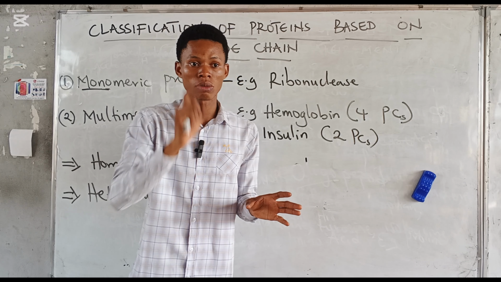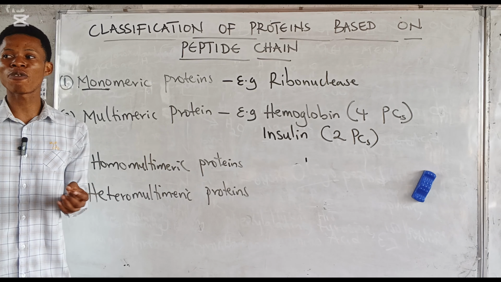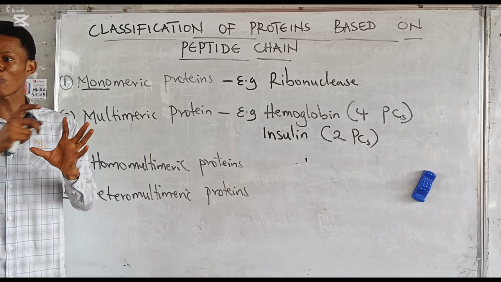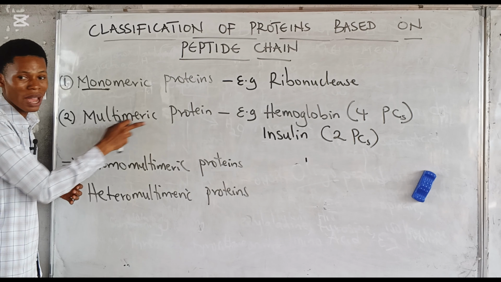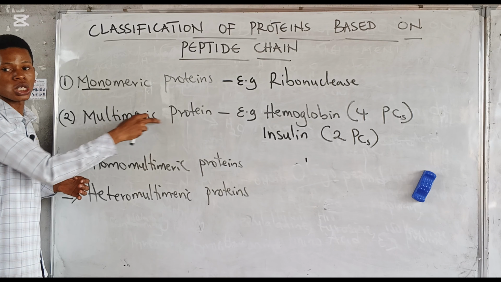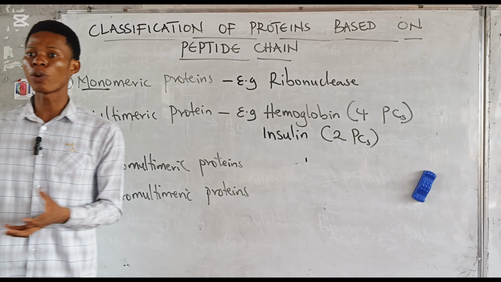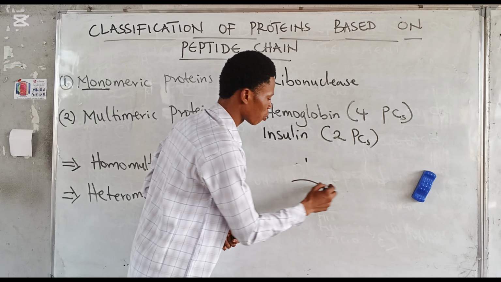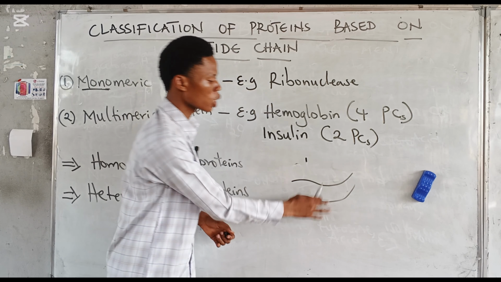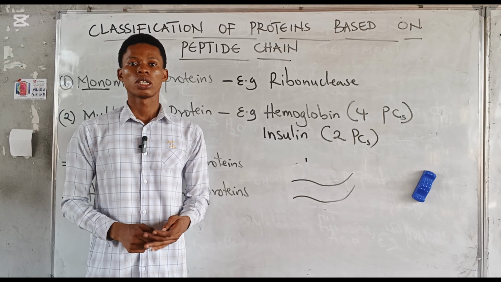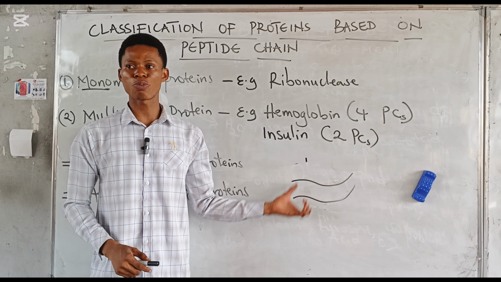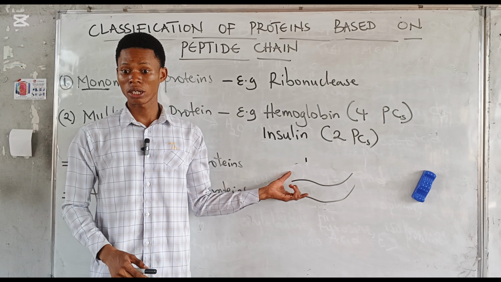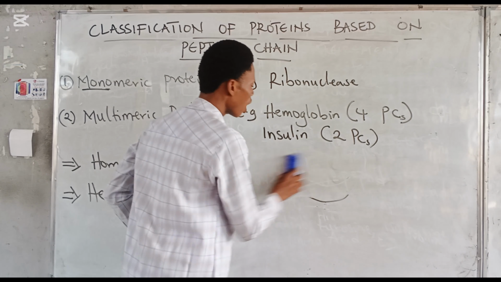Those proteins that have more than one polypeptide chain, like 2, 3, 4, they are called what? Multimeric proteins. So multimeric proteins are proteins with 2 or more polypeptide chains. Do we understand that? So if this represents polypeptide, and this is a protein, is this a monomeric protein or multimeric protein? Multimeric, right? Because we're having 2 polypeptide chains here. Is it not? Good.